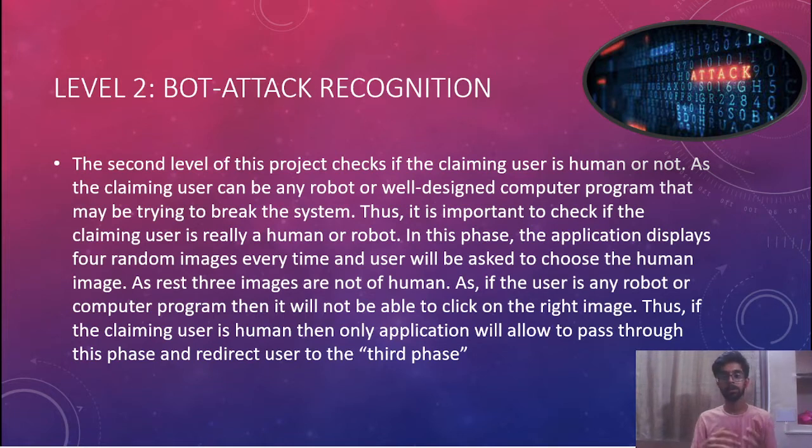In this case, the application displays four random images every time, and the user will be asked to choose the human image, as the rest three images are not of humans. If the user is any robot or computer program, then it will not be able to click the right image. Thus, if the claiming user is a human, then the application will allow them to pass through this page and redirect the user to the third page.